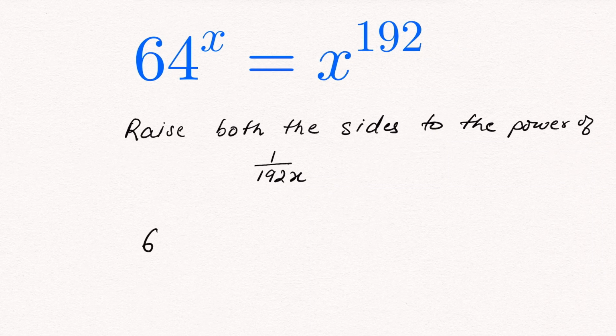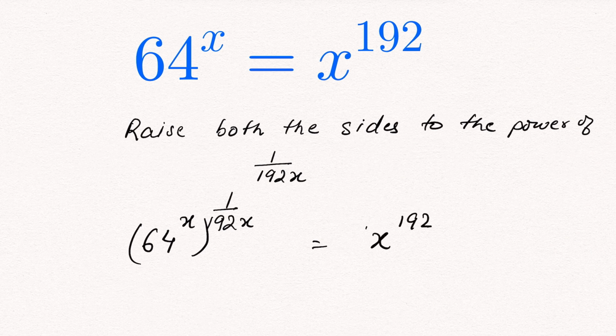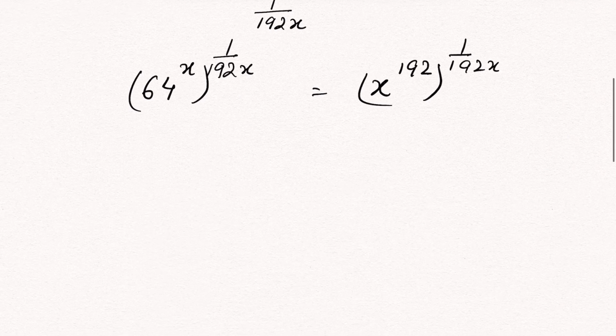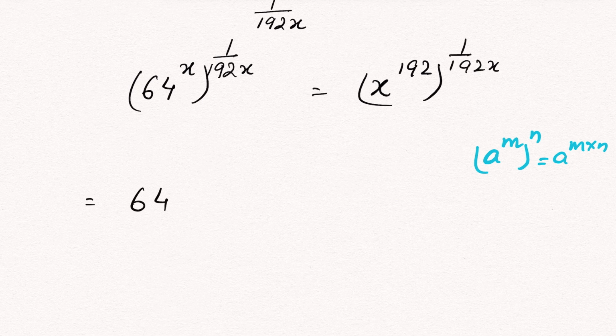In that case, we will have 64 raised to the power x whole raised to the power of 1 upon 192x is equal to x raised to the power of 192 whole raised to the power of 1 upon 192x. Now we know when a raised to the power m whole raised to the power n, this is equal to a raised to the power m times n. So this will be 64 raised to the power x times 1 upon 192x is equal to x raised to the power 192 times 1 upon 192x.